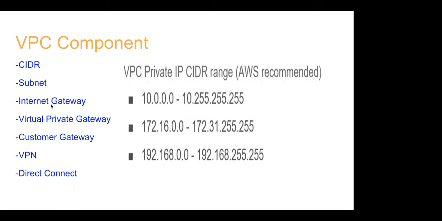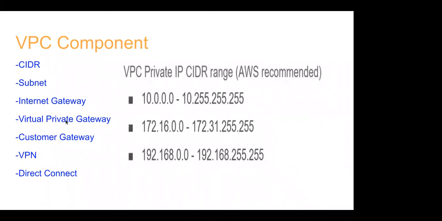Then internet gateway was if I wanted to communicate to internet from my EC2 instance. So for example, from my EC2 instance, if I want to access Google or Facebook, so now traffic would be routed via internet gateway.